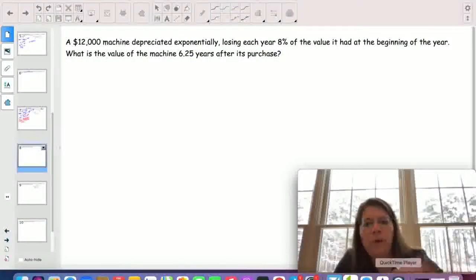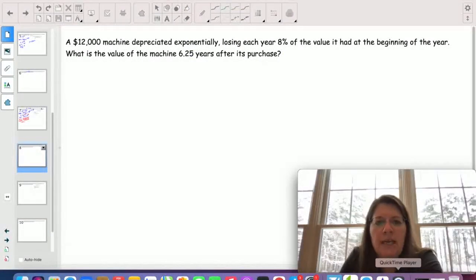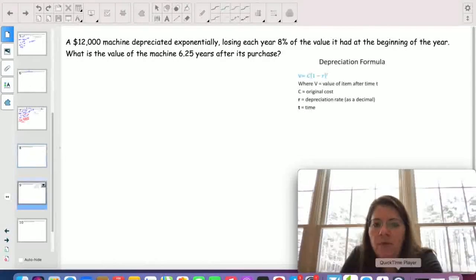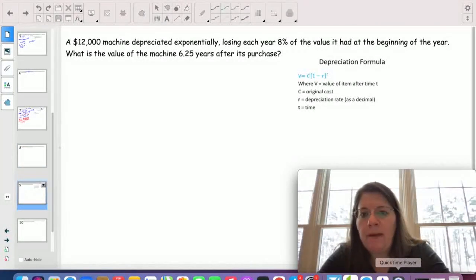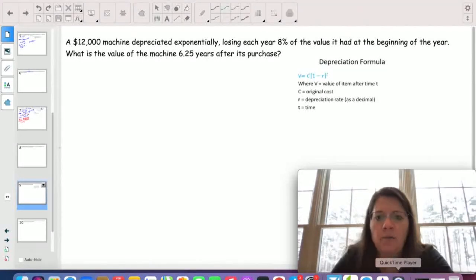For the next, a $12,000 machine depreciated exponentially, losing each year 8% of the value it had at the beginning of the year. What is the value of the machine 6.25 years after its purchase? Well, it tells you a depreciation problem. So our formula for depreciation is V equals C times 1 minus R to the T power, where C is the original cost. So they switch the variables around a little bit here, but it's okay. We can do that as long as we have this key there.